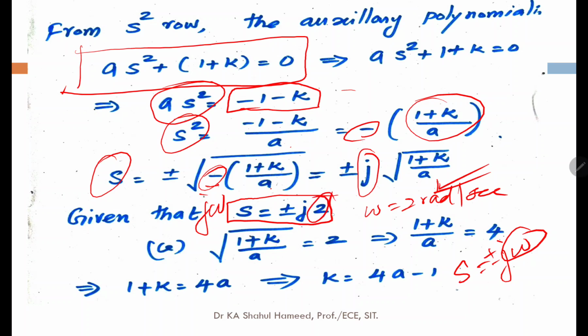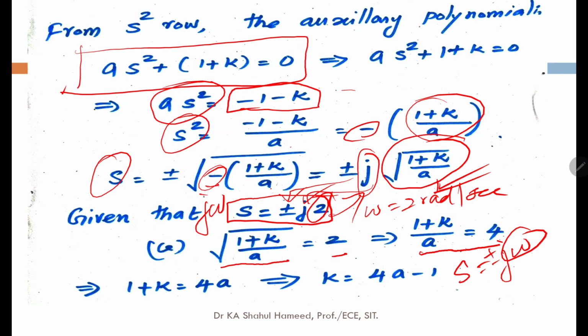Now I am going to equate this one and the previous one. When I am equating, there is no change, plus or minus j is there. So this quantity, square root of 1 plus k divided by a, is equal to 2. I am just removing the square root by squaring both sides. I will get 1 plus k divided by a is equal to 4.